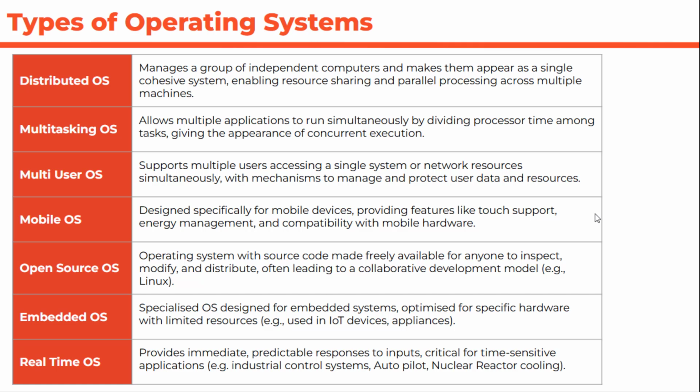Things like risk to life systems, traffic lights, autopilot systems, nuclear reactor cooling systems. These are all things that are highly, highly, highly important and cannot fail. Therefore, we need real-time inputs to make real-time actions. So there are all the types of operating systems that could be covered in an exam paper.